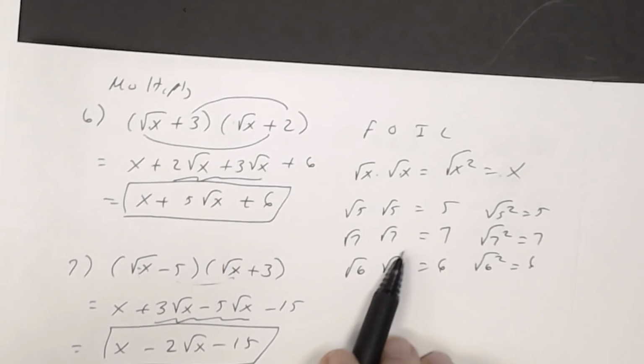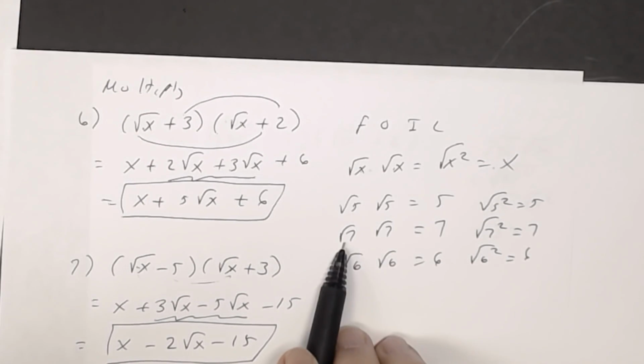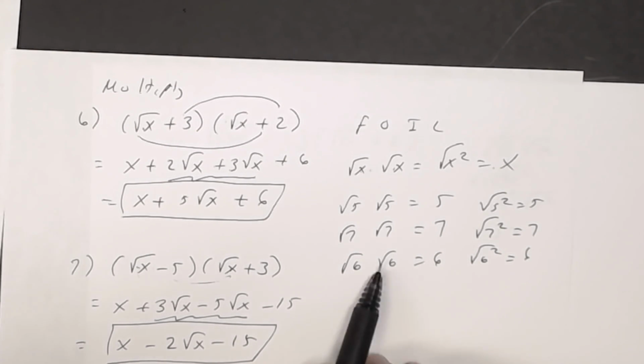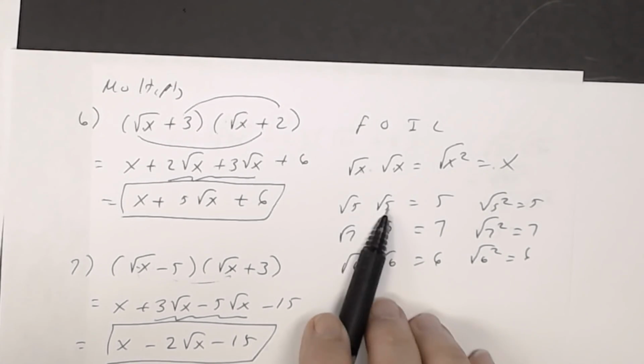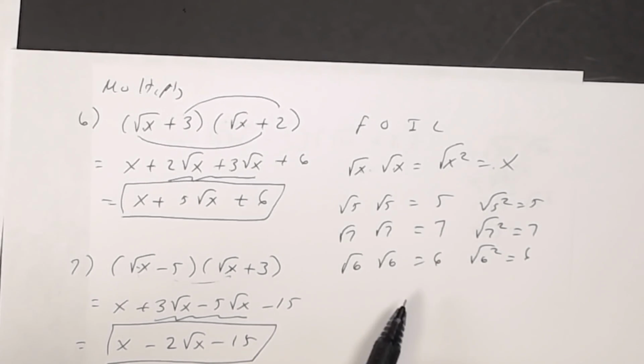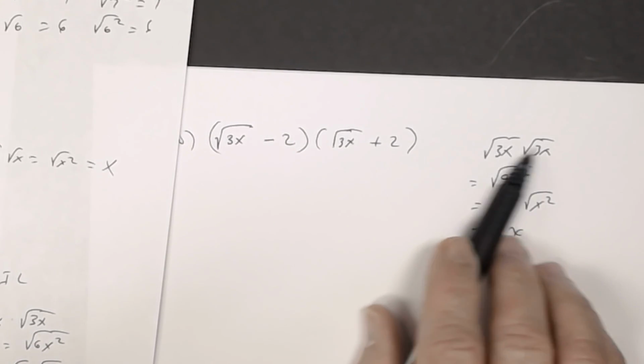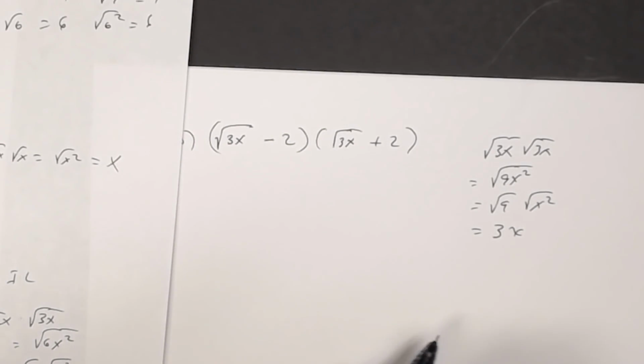But you knew that was 3x, because remember a while ago we said the square root of 5 times the square root of 5 is 5. The square root of 7 times the square root of 7 is 7. The square root of 6 times the square root of 6 is 6. So if the radicands are the same, it's just the radicand.